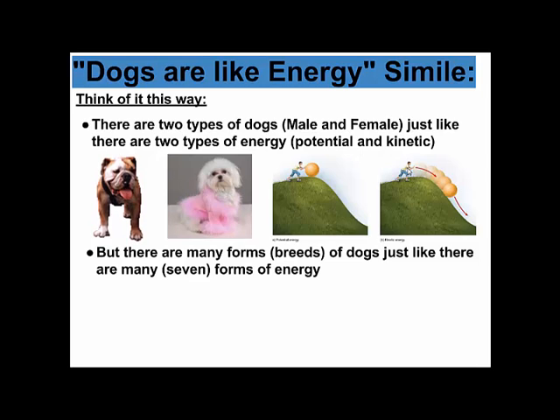So you have these two overarching categories, male and female. Within that category, okay, you have different breeds of dogs. And those breeds of dogs are either male or female. So we have our overarching types of energy, our potential energy and our kinetic energy. Then we have these other forms of energy, these 7 forms that we just went over. And each one of those forms is either potential, kinetic, or both.